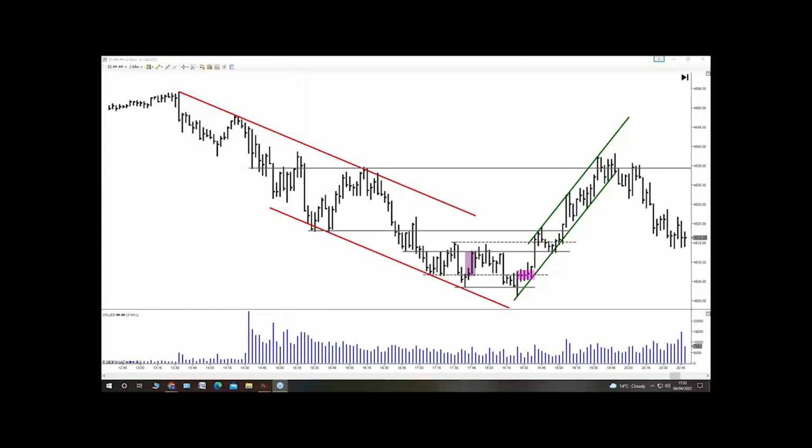Okay, so we break down here, good supply coming into the market. We hold, we come back up to this level, and it holds. We come back down. We break through this level of support, and we trade under it. We're unable to bounce off this level of support.